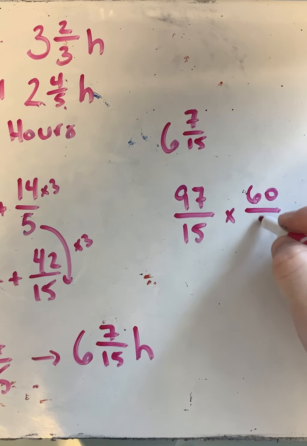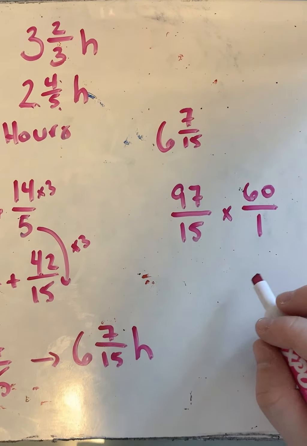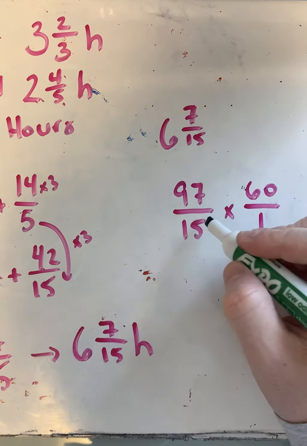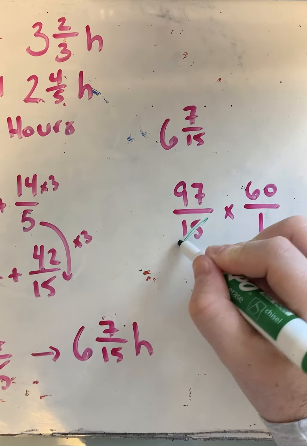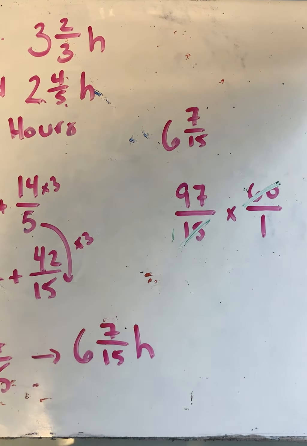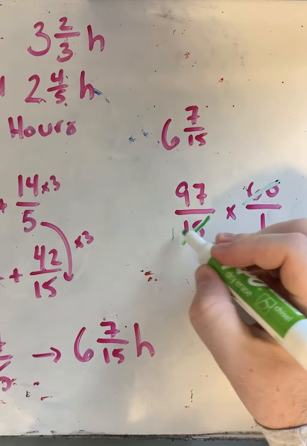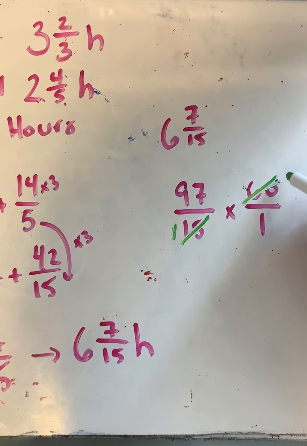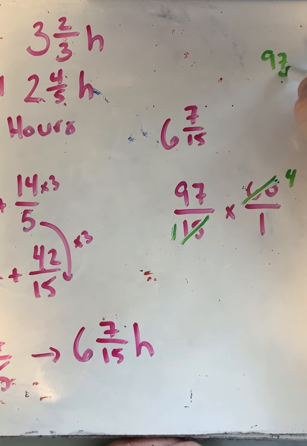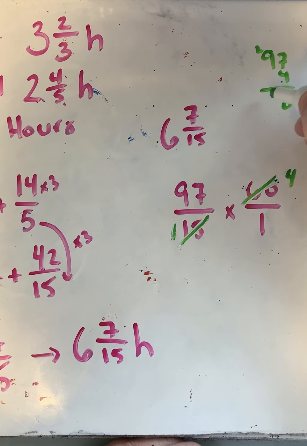60 over 1. At this point, I could do some cross-off math to make it easier for myself. 15 goes into 15 once. 15 goes into 60 4 times. So now I'm just doing 97 times 4. Mr. Berger's just going to do quickly here. 4 times 7 is 28. 4 times 9 is 36 plus 2, 38.